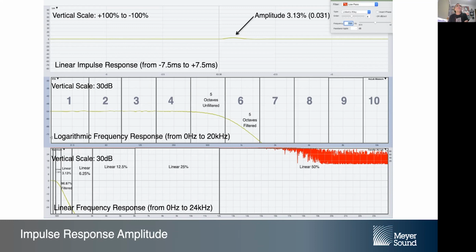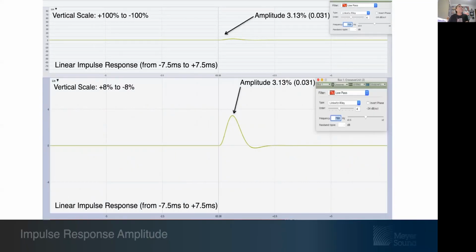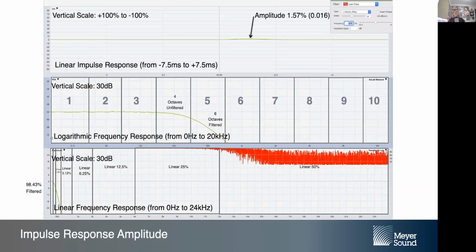And again, if we zoom in, we still have the plus minus 80% in the vertical scale. So you can see that the amplitude is not as large as before, but still, this is the 3%. In the next slide, we can see that if we filter 6 octaves, right now it's very difficult to see the impulse. It reads that it's 1.5%, because the unfiltered information is 1.5%.